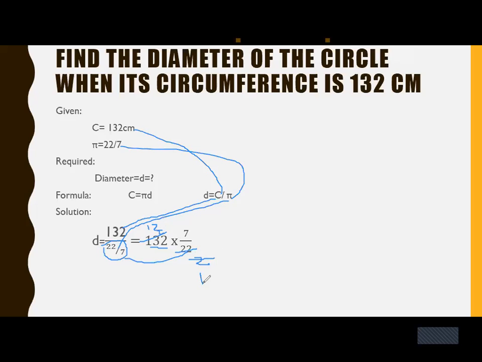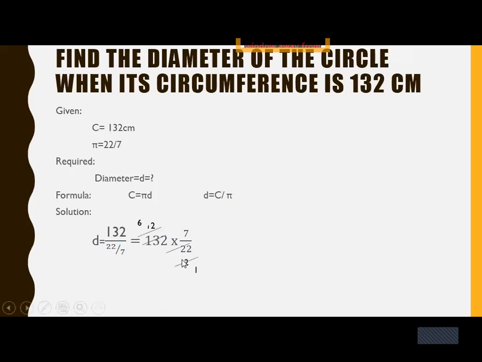Now 2 ones are 2, 2 sixes are 12, and 6 sevens are 42. Is this the answer? No, we also have to mention that it is in centimeters. Look at this question. The circumference is in centimeters, so the diameter must also be written in centimeters. We have to mention the units also. So 6 sevens are 42 centimeters.